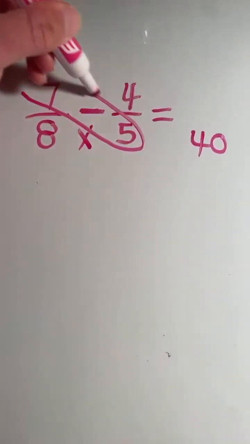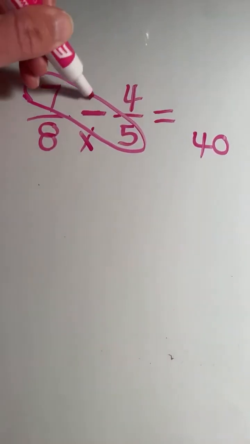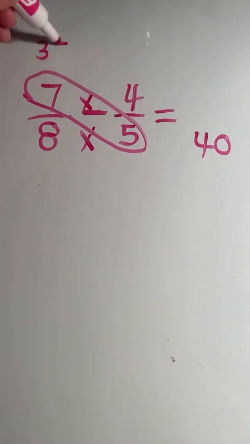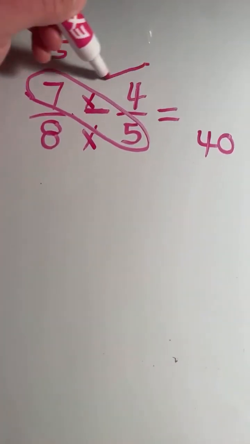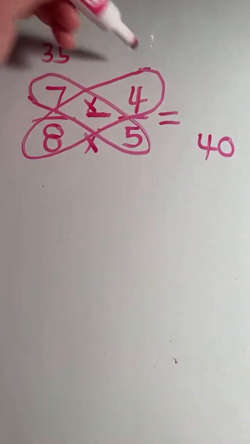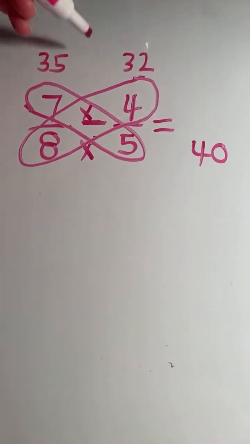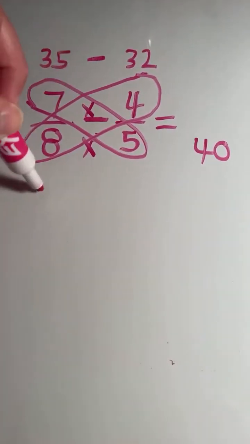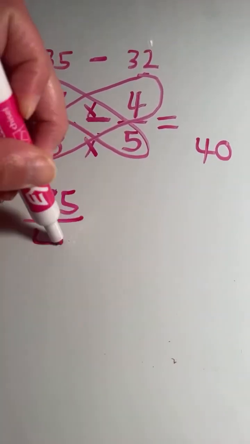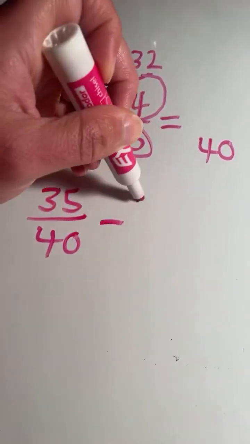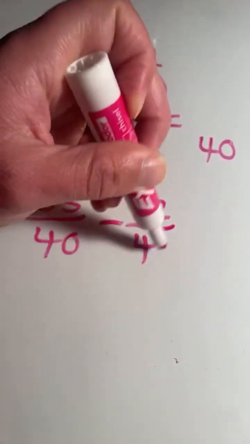Next, we multiply our numerator times the opposite denominator. So 7 times 5 equals 35. So that is one of our numerators. 8 times 4 equals 32. So that's our second numerator. So we have 35/40 minus 32/40.